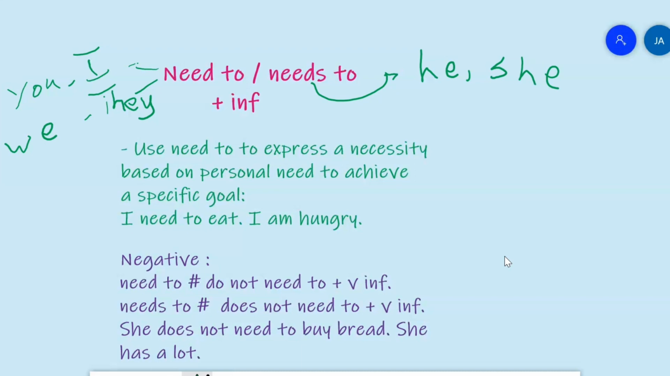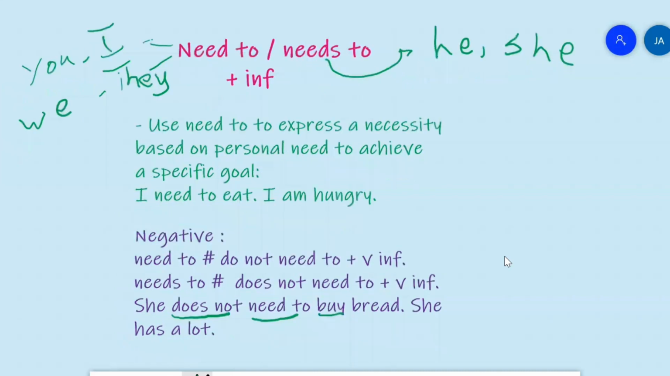If we wanted to change need to and needs to into a negative form, need changes into do not need to, and needs changes into doesn't need to. Like if I say, she doesn't need to buy bread, she has a lot. Look at doesn't need to buy bread as she has a lot. There is no necessity here. She doesn't want, she doesn't need. So she does not need to buy.